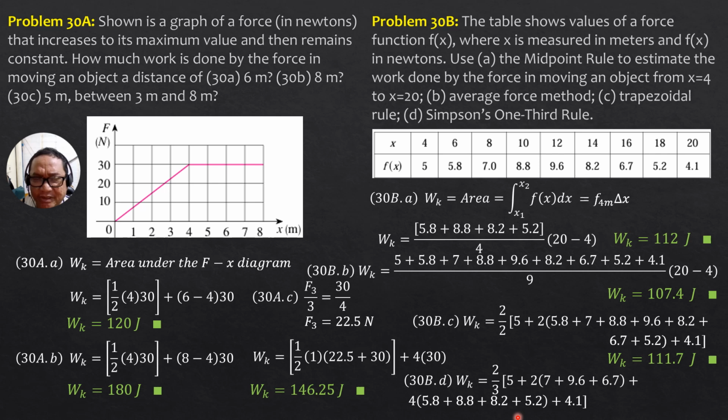So using your calculator, it is equal to 111.8 joules, which is supposedly close to that of the trapezoidal rule. So that's it for this video.